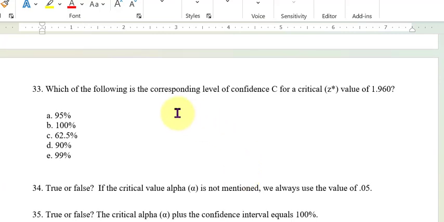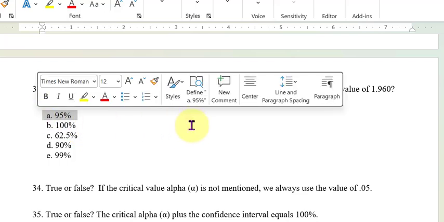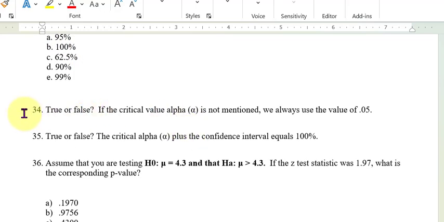Which of the following is a confidence level that corresponds to a critical z-score of 1.96? Now, you should know that 1.96 is very, very well used in statistics. That's your 95% rule. So if you got a critical z-score of something that gives you 1.96, that's got to be the 95% rule. Boom, that's that guy right there.